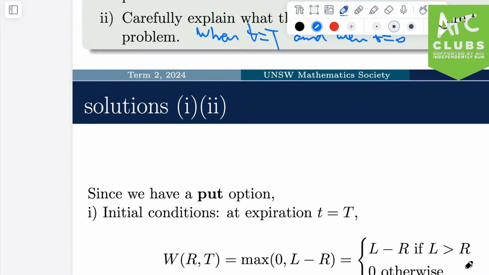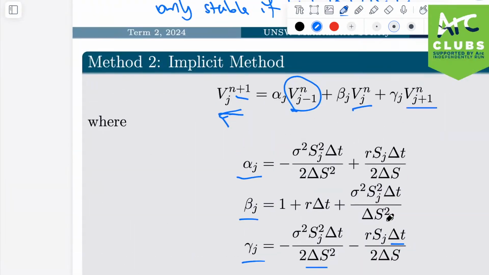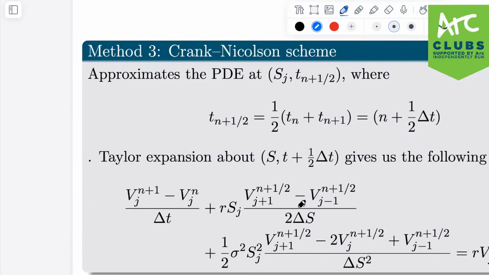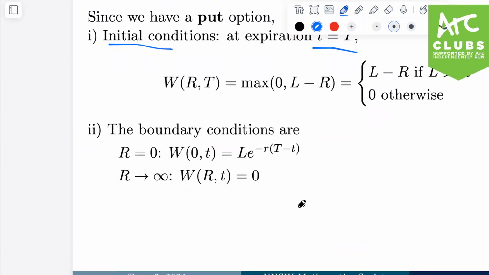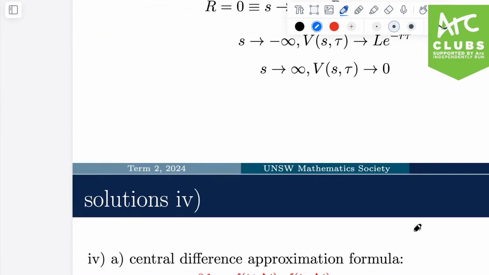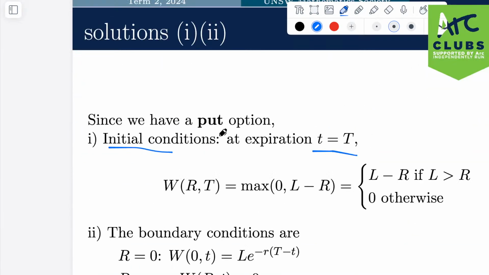Okay, so the initial condition is at time t equal to T. Why is it the initial condition when t is equal to T? Because as I drew here, we actually start with the maturity date. We start with T, and we jump back to T minus 1, then T minus 2, and so on. So the initial condition, that's why it has quotation marks, is actually the ending condition.